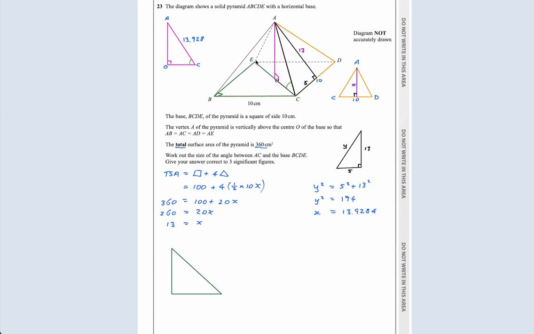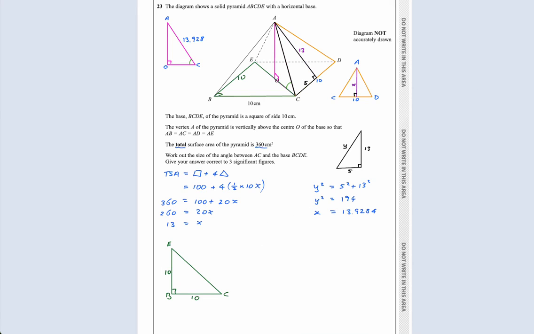So this is an isosceles triangle because this is 10 and this is 10. This is B, C, E, and this is a right angle triangle. Now I'm trying to get this side here, EC.